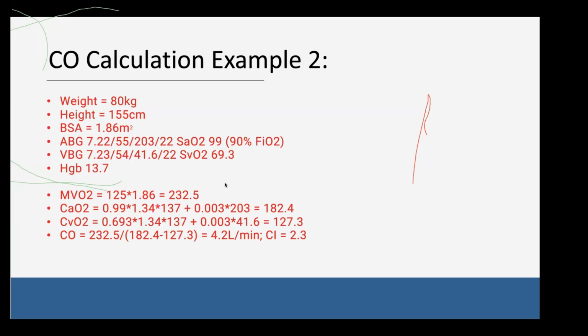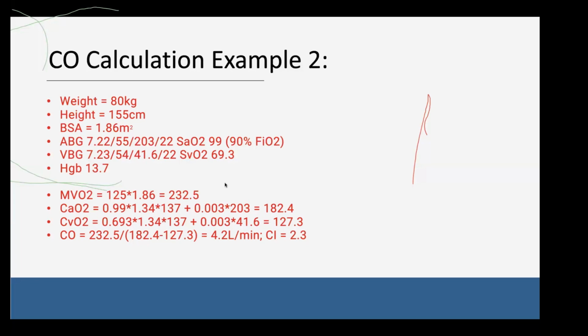The ABG and VBG are still very concerning. But if we were to calculate this out, say the ABG was 7.22, PaCO2 of 55, PaO2 now of 203, and a SAT of 99 on 90% FiO2 because they were able to wean it down. The VBG was 7.23, 54, 41.6, 22 with the PA cath, now with a mixed venous of 69.3 and a hemoglobin of 13.7.